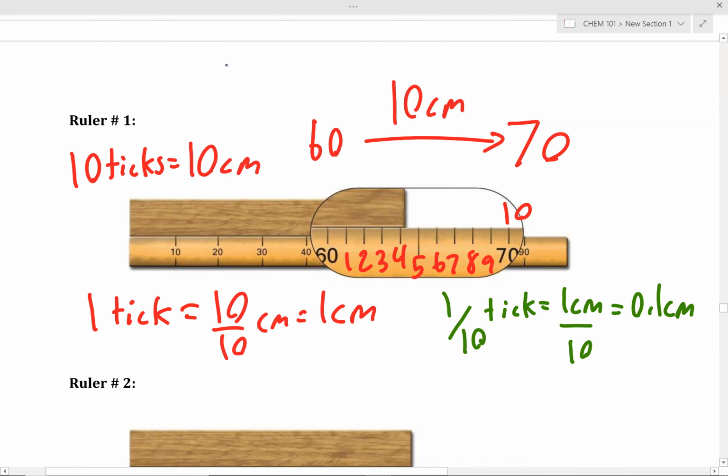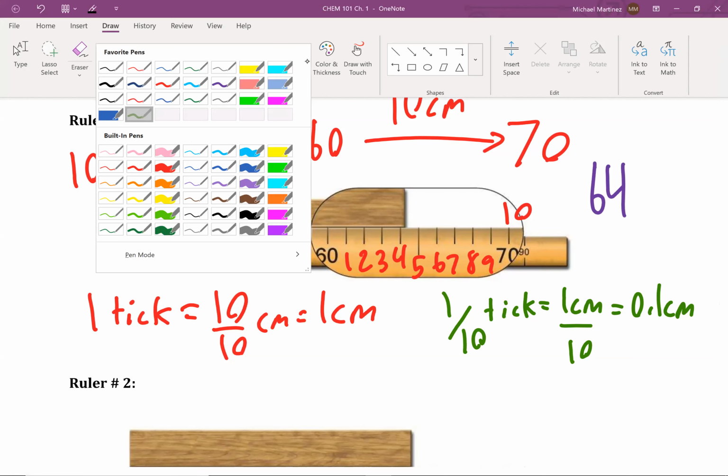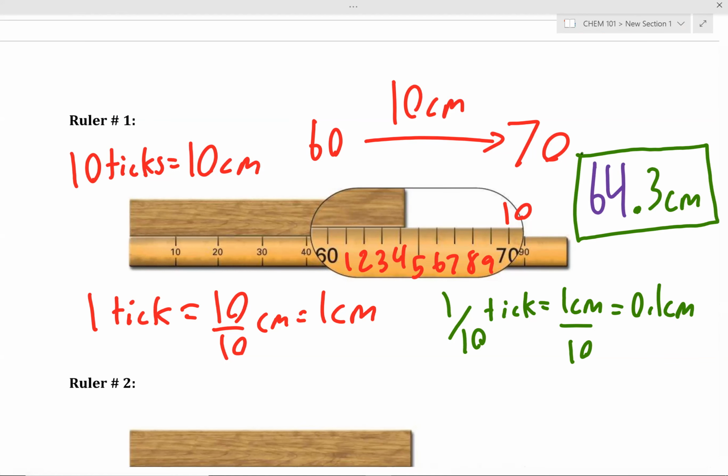So what would we expect to be the reasonable length of this piece of wood? So what tick mark are we past? 64. Okay, so we can report certain digits of 64. Would someone like to propose an estimated digit for the length? Sure, 0.3 or 0.2. So 64.3 centimeters. So this reports your measurement with the correct number of significant figures for that graduated device.